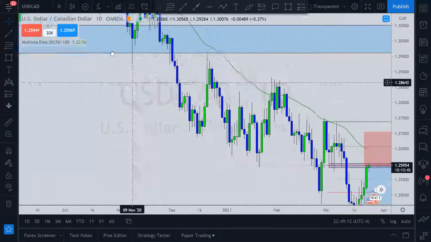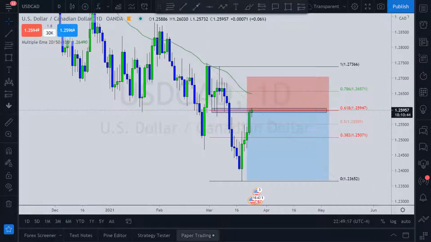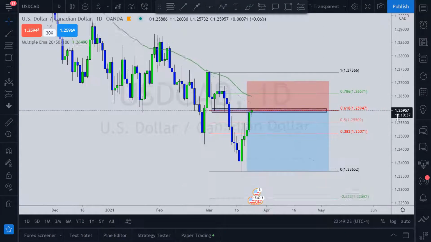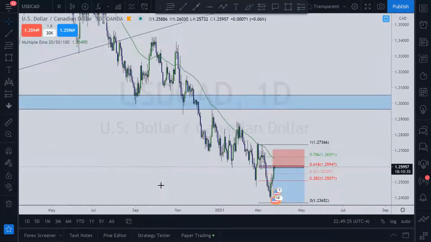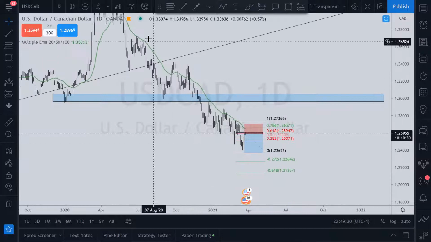All right. This is the setup right here. Now, this is on the daily, and it is a swing trade. Why do I like this idea? First of all, let's get down to brass tacks. We got a downtrend going on, right?